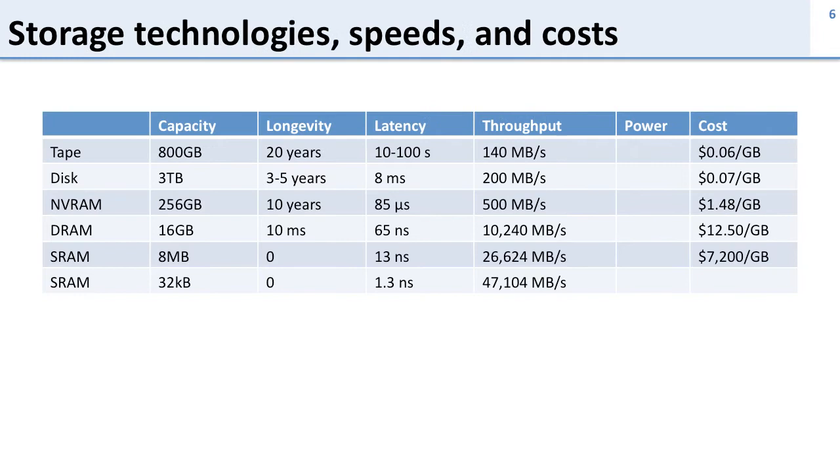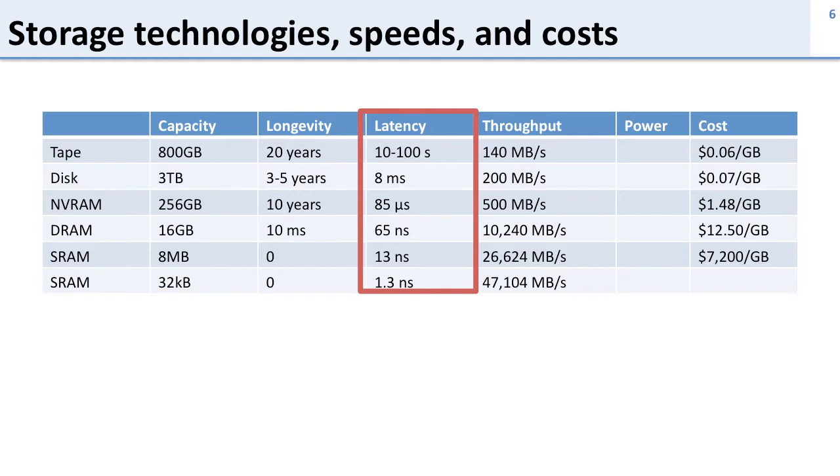So now let's take a look at different storage technologies and their speeds and costs. So here we're looking at technologies from tape, hard disks, non-volatile RAM, that is flash, DRAM, and SRAM. And you'll see I've got two SRAMs here. One's 8 megabytes and the other's 32 kilobytes. So one is a very fast SRAM and the other's a larger SRAM. And if you look at the capacities, you can see there's a huge range here. Disks go up to 3 terabytes, whereas DRAM only gets up to about 16 gigabytes per module. You can see that this is going to affect where you use these devices.